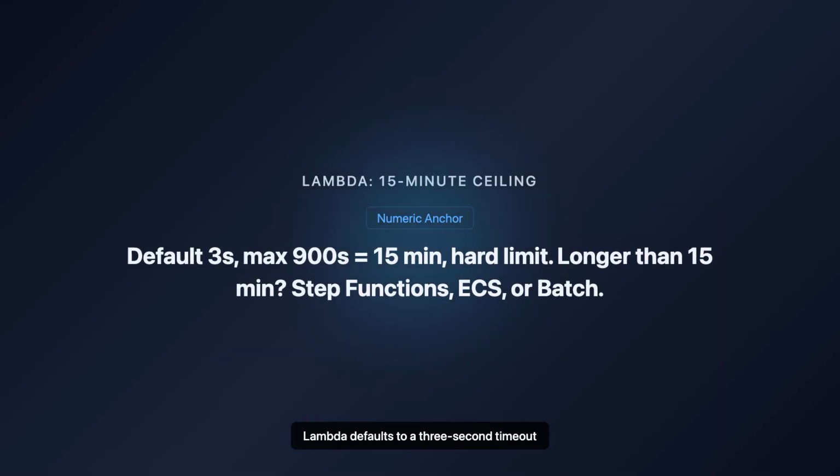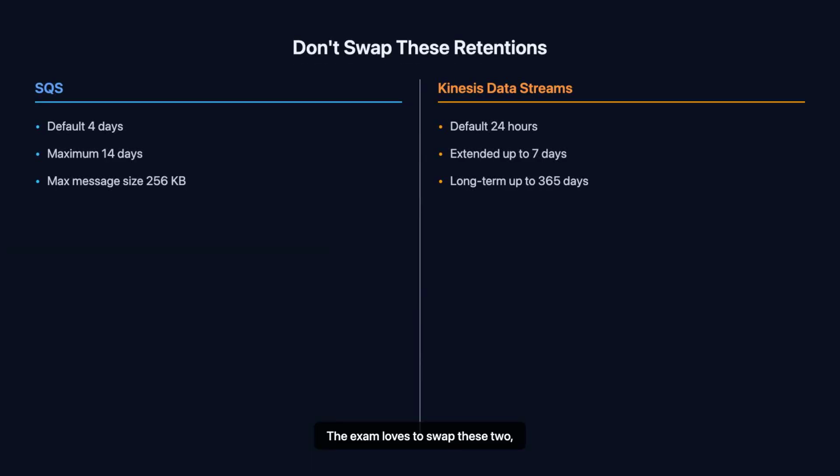Lambda defaults to a 3-second timeout and maxes out at 900 seconds, which is 15 minutes. That ceiling is a hard limit you cannot raise. So the moment a workload runs longer than 15 minutes, Lambda is out, and the answer shifts to Step Functions, an ECS or Fargate task, or AWS Batch. The exam loves to swap these two, so keep them straight.